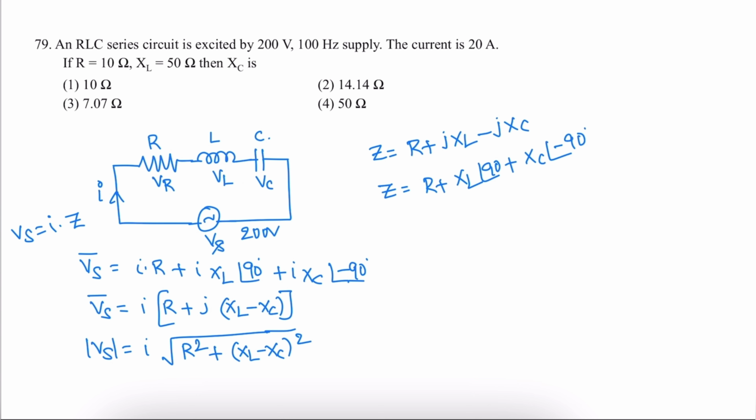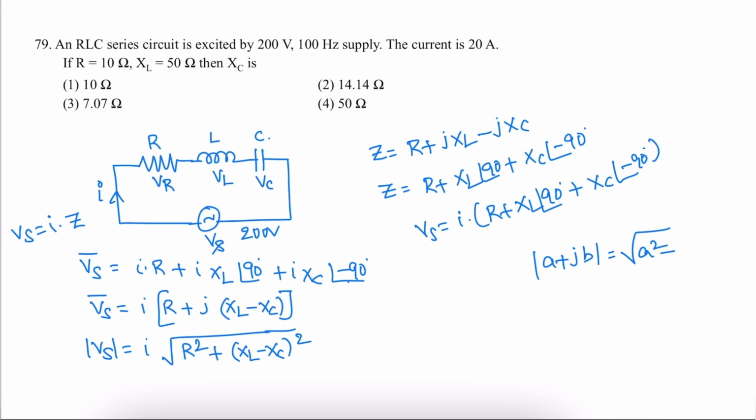So if this impedance is multiplied with current, Vs is equal to I into Z. So Z is R plus XL at 90 degrees, inductive reactance at 90 degrees, plus capacitive reactance XC at an angle minus 90 degrees. On calculation, we know the formula that the modulus of A plus JB is the square root of A square plus B square. The same thing is applied in this expression for Vs.